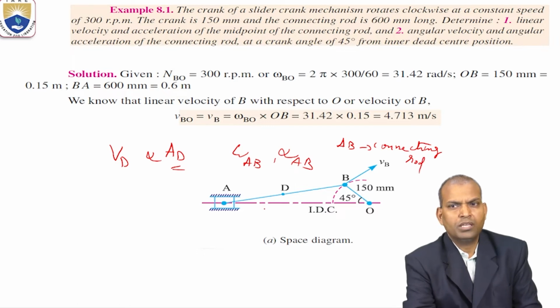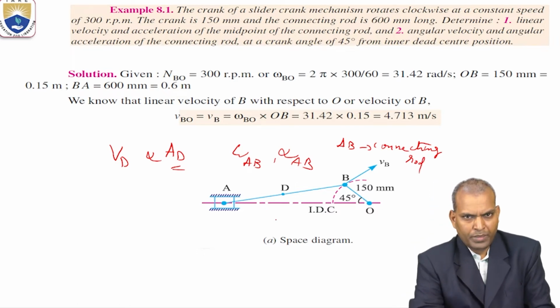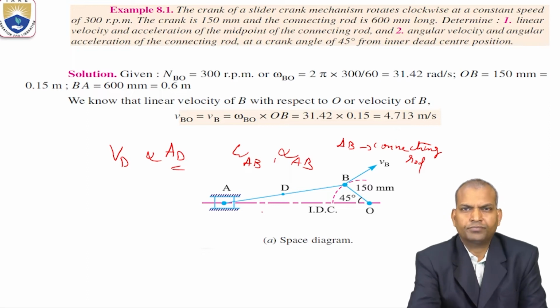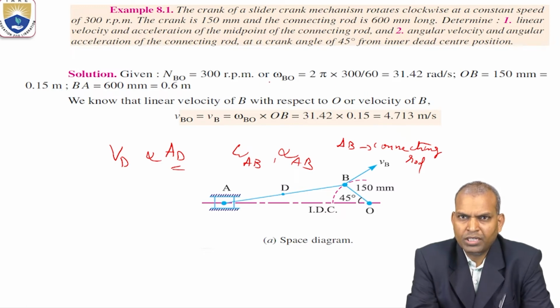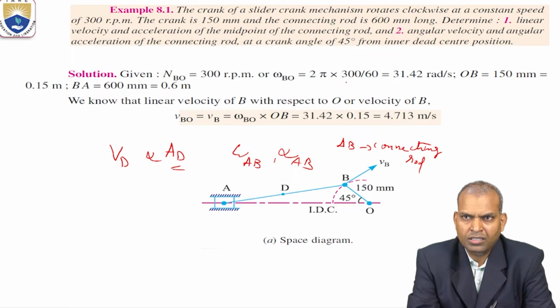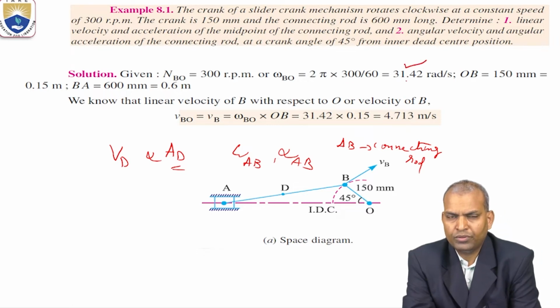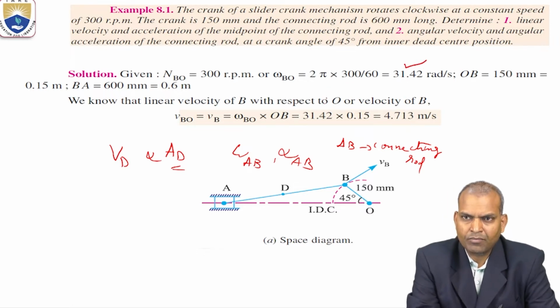So this OB is rotating. What is the speed of the OB? The OB is rotating at 300 rpm. That OB we are going to convert into angular velocity of B with respect to O, that is omega BO equal to 2 pi N by 60. 2 pi times N, 300 revolutions per minute, by 60. That equals 31.42 radians per second.